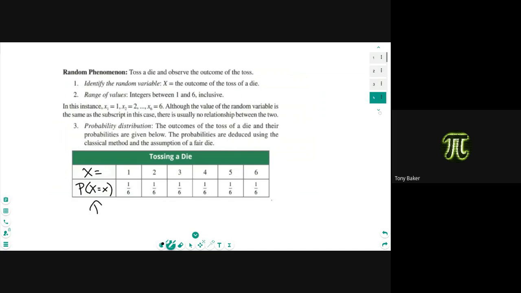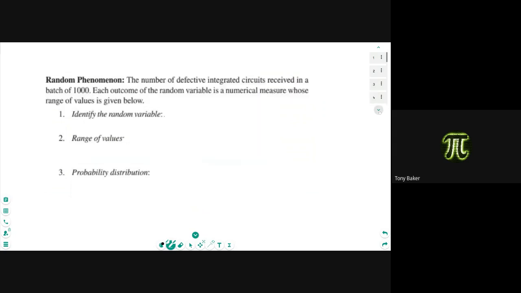I just taught you all of 7.3. That was literally what 7.3 is. Is this a uniform distribution or not? All right, let's look at this one. The number of defective integrated circuits received in a batch of 1,000. Now you can see why they're not always going to be theoretical.